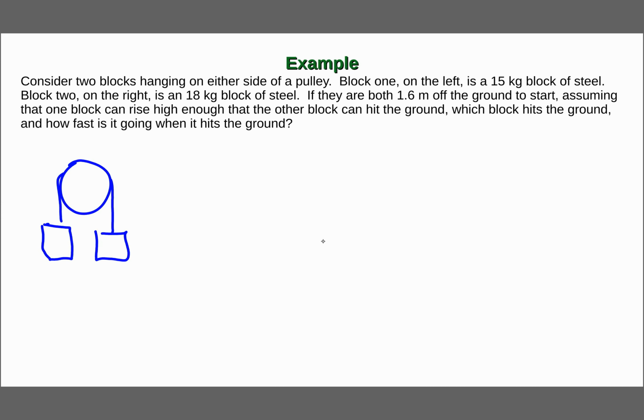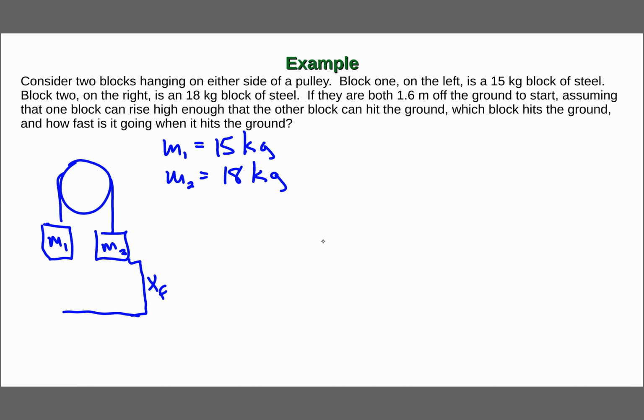So we have a pulley here, and we have two blocks hanging from it, M1 and M2. And M1 is 15 kilograms, and M2 is 18 kilograms. Okay? And then there's some distance, XF, off the ground. Okay? And XF equals 1.6 meters. Okay, so assuming that there's enough space for them to rise high enough to hit the ground, so not like the picture that I drew, which block hits the ground?